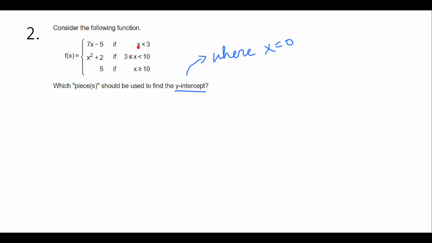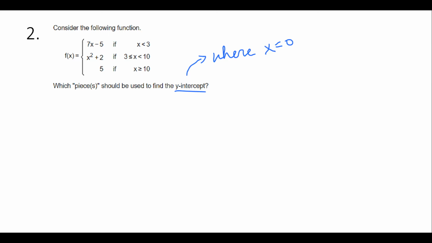Well, x smaller than 3 will have a 0 in there, right? It's definitely not going to be in the second piece because 0 is not between 3 and 10. And it's definitely not going to be in the third piece because 0 is not bigger than 10. So it looks like x equals 0 is going to be in this interval over here because 0 is definitely smaller than 3. So we're going to use the first piece to evaluate that.